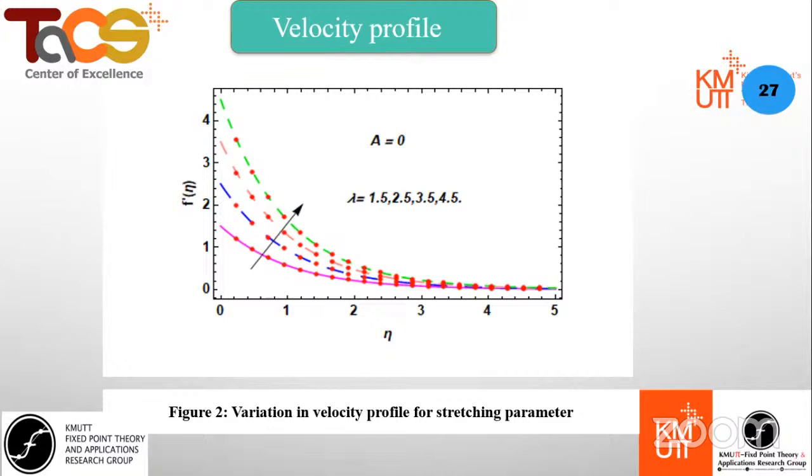Okay. So figure 2 shows the impact of the stretching parameter on the velocity profile. As I explained before, the stretching parameter is the rate of deformation of a fluid element in a fluid flow. When the stretching parameter is increased, it means that the fluid element is being stretched more rapidly, which in turn leads to an increase in the fluid velocity. So overall, an increase in the stretching parameter leads to a more intense and dynamic fluid flow, which results in higher fluid velocities. Next slide, please.